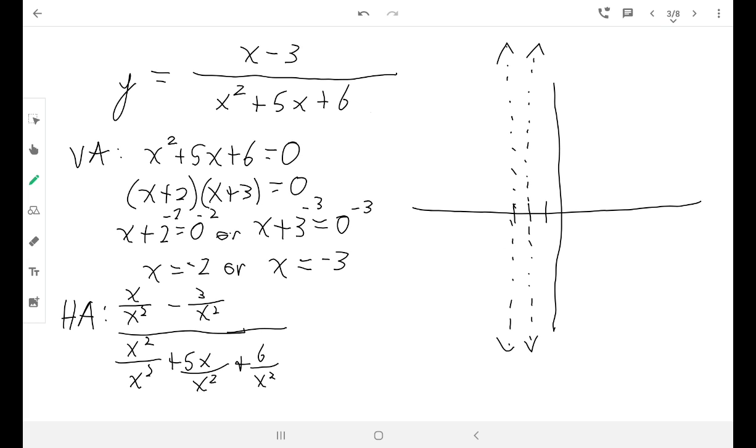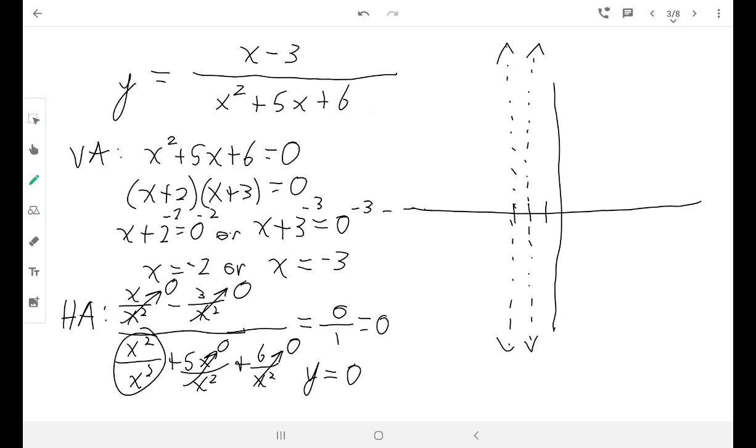And for a lot of these, what happens is they go to 0. Okay, that goes to 0, that goes to 0. This is 1, so that's going to stay a 1. This goes to 0, this goes to 0. And so I get 0 over 1, which is 0. And that tells me where my horizontal asymptote is. My horizontal asymptote is at y equals 0.